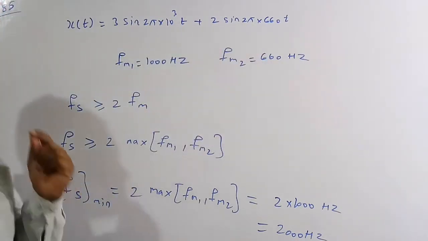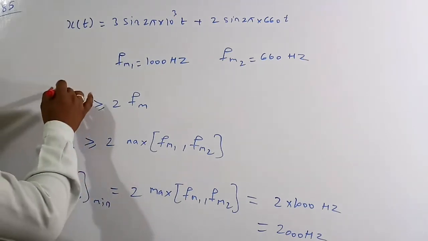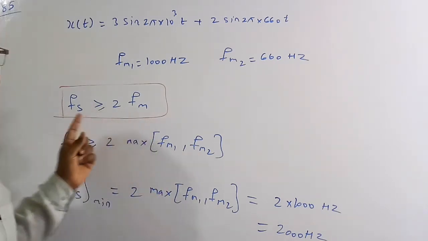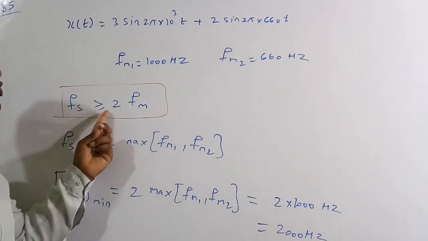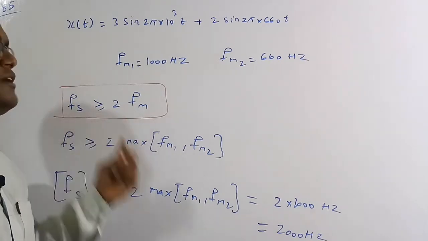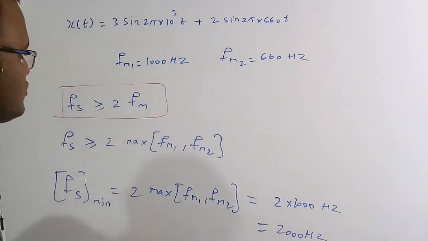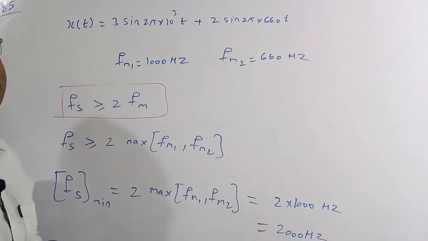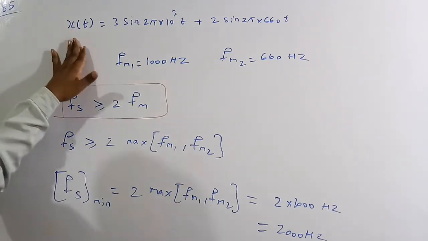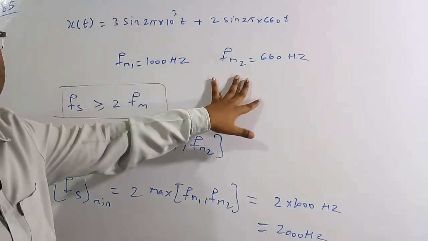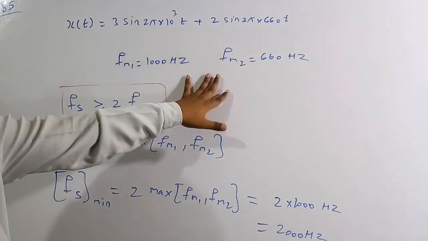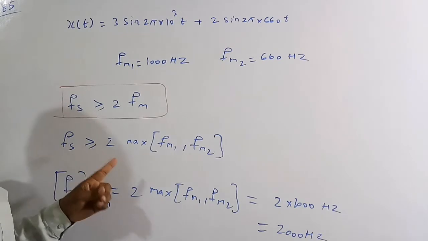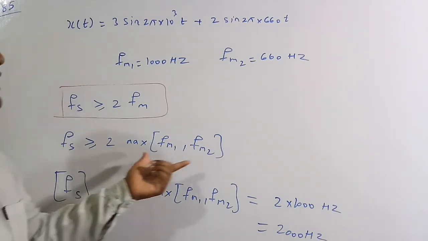So we need to find the sampling frequency. Generally, the sampling frequency has to be greater than or equal to 2 times the message signal frequency. This we have learned in the signals and systems course. This is for the case where the message signal has only one frequency. But if the message signal has many frequencies, then we have to use this relation: the sampling frequency is greater than or equal to 2 times the maximum of the frequencies.